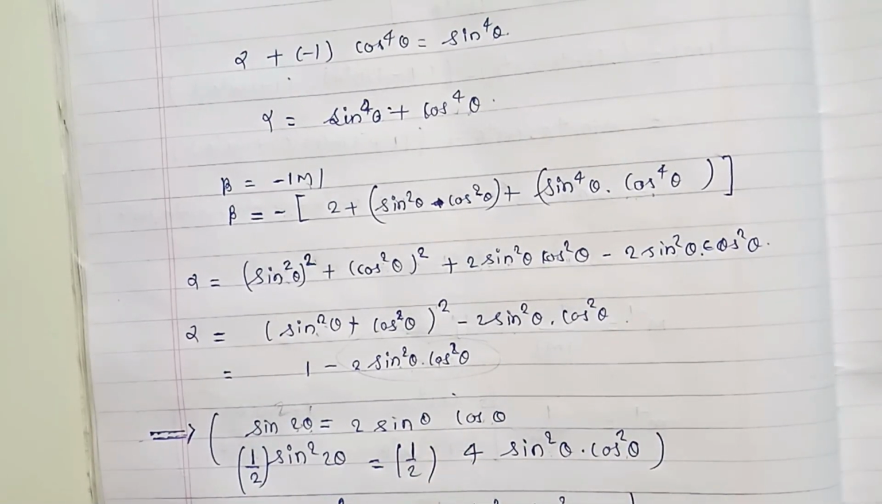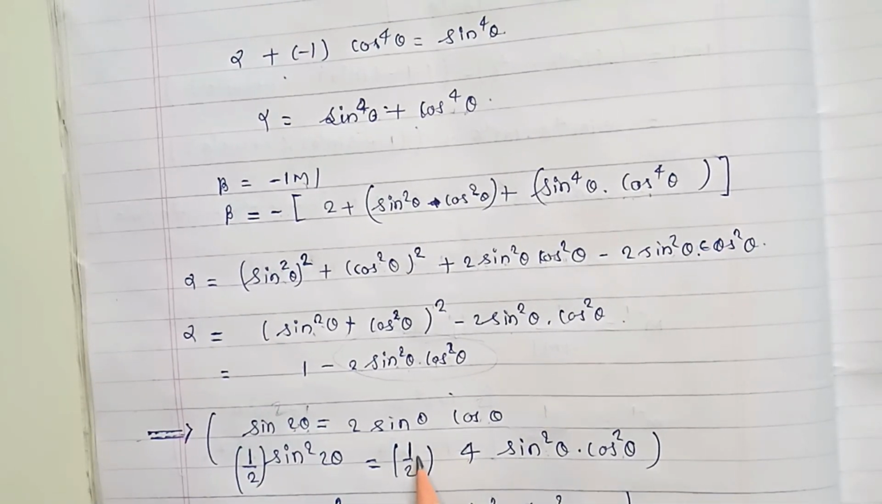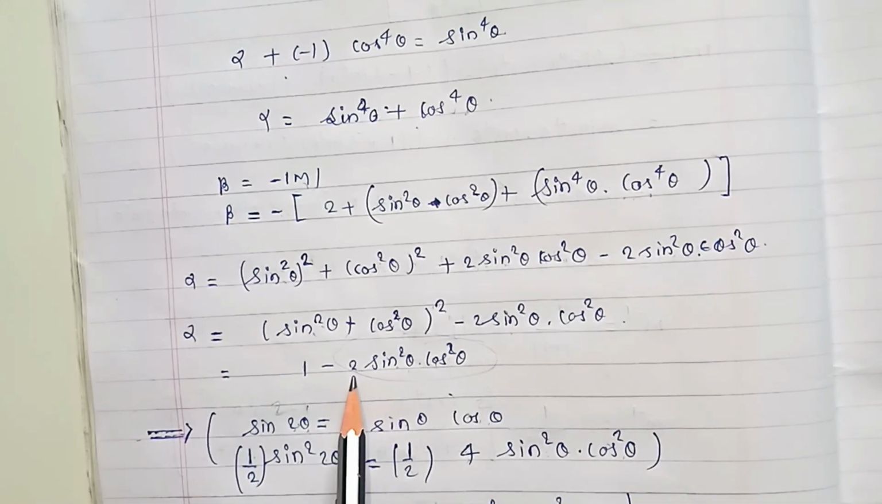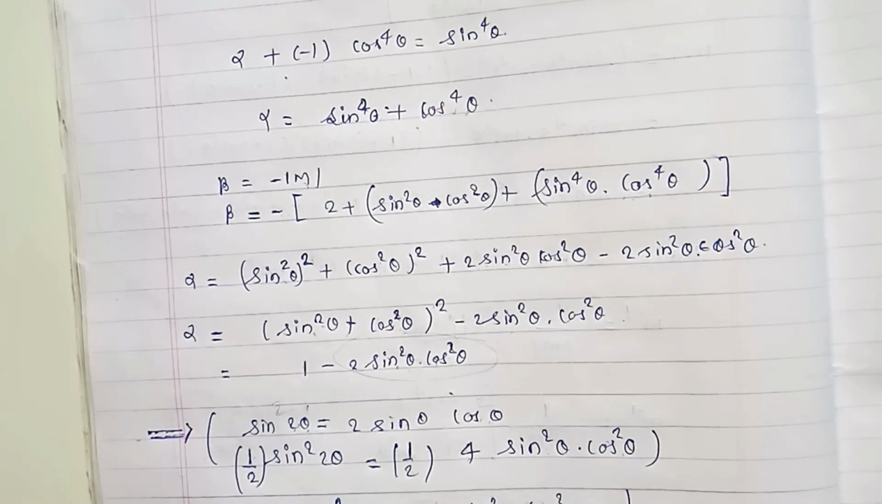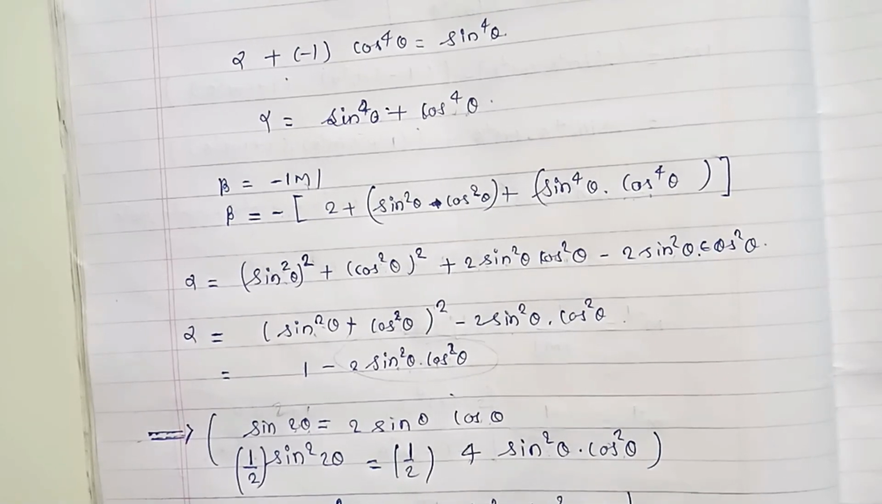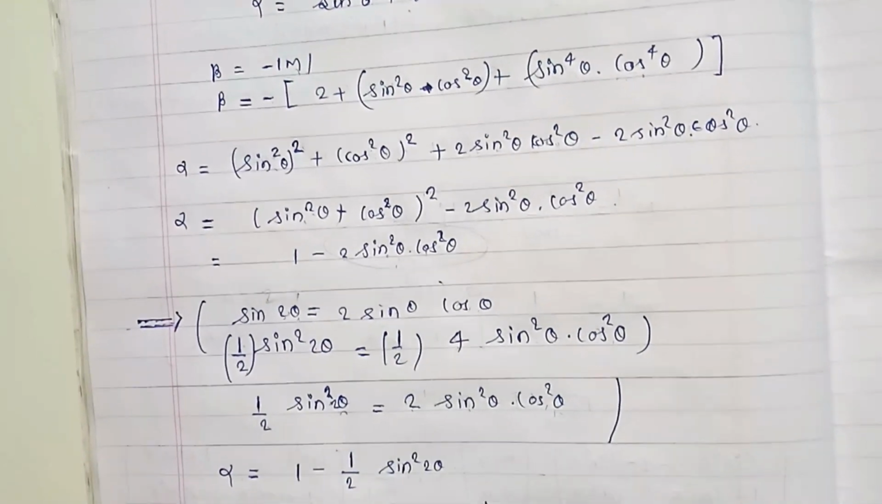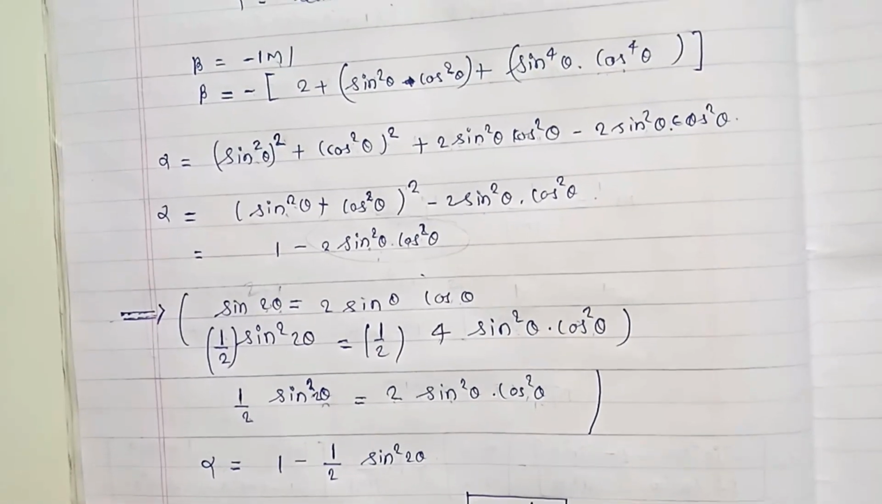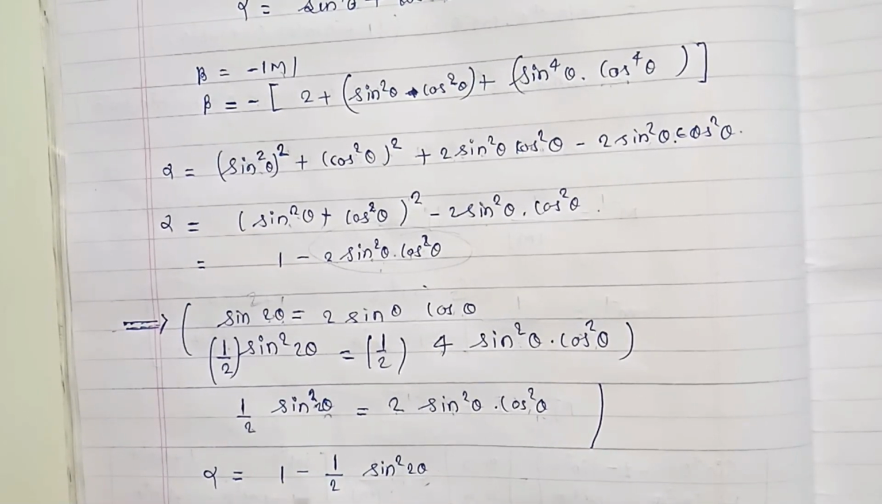So our original term will remain the same. So 1 by 2 sine square 2 theta can be written as 1 by 2 multiplied by 4, so it comes to 2 sine square theta cos square theta. Now we can see it here: I got 2 sine square theta cos square theta, which is 1 by 2 sine square 2 theta. So this is the value I got for 2 sine square theta cos square theta. So substitute this value back here. So I got the value for alpha, which is 1 minus 1 by 2 sine square 2 theta. Okay, so this is the value for alpha.